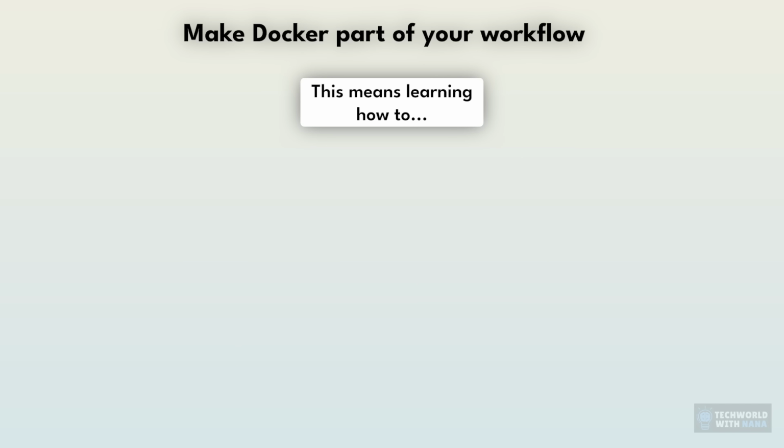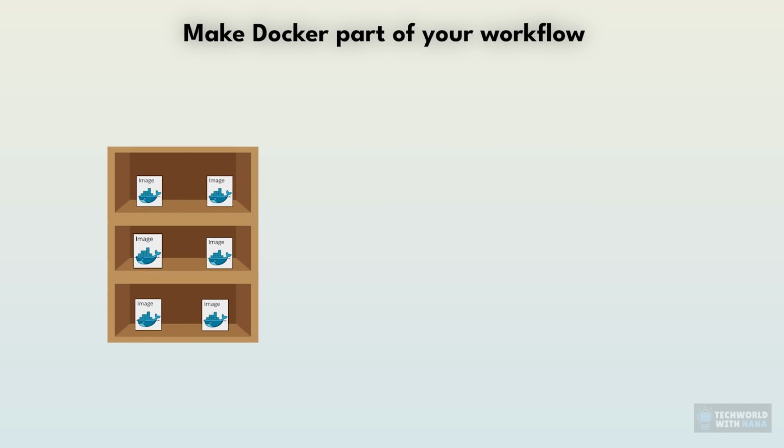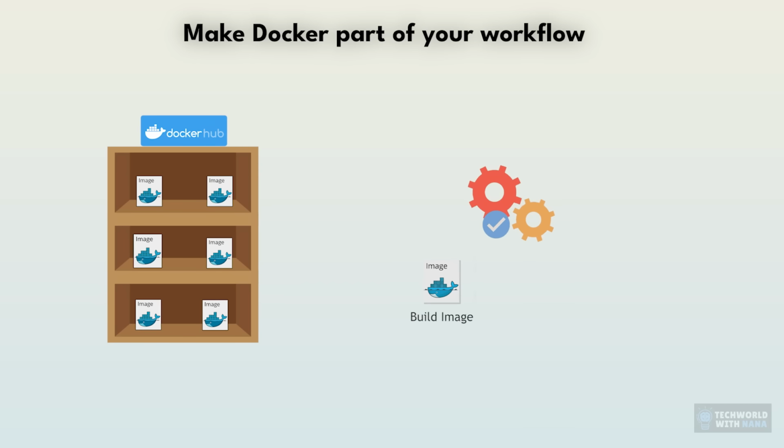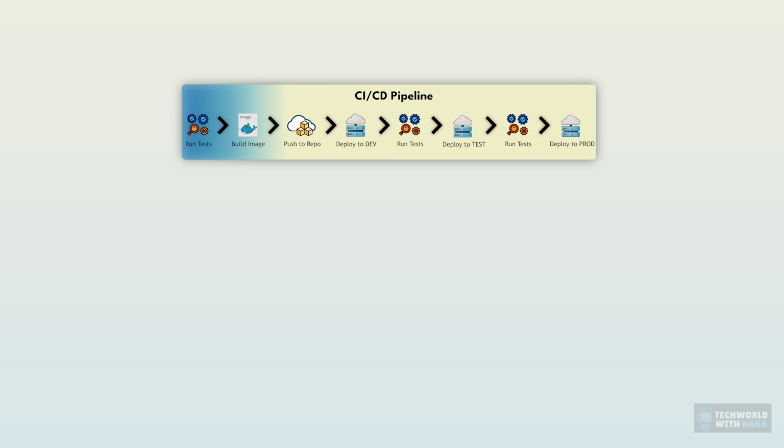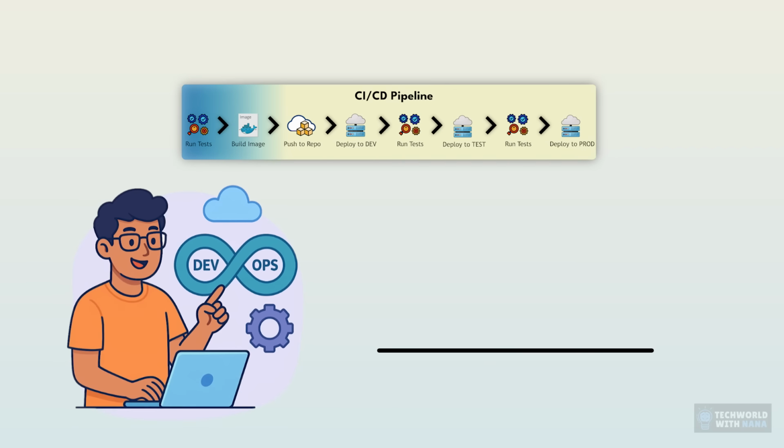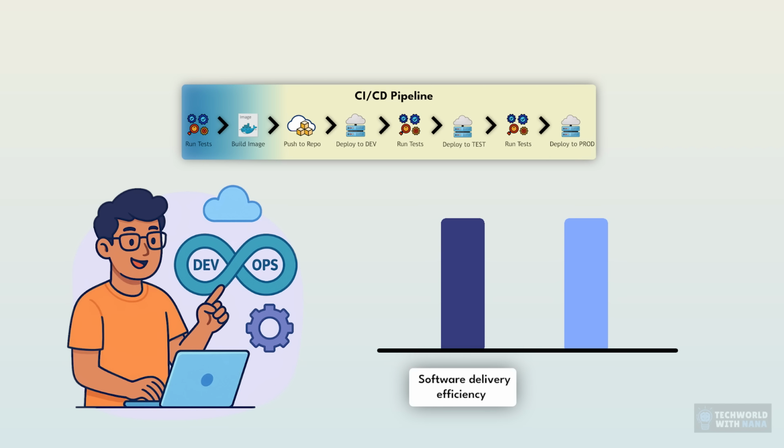This means learning how to store your Docker images in registries and automating the process of building and deploying your Docker images through CI/CD pipelines. And this automation is a core principle of DevOps that improves software delivery efficiency, and it also reduces human error because most of the steps are automated and always executed in the same way. So there is less risk of an actual human making any mistakes if there is no human involved, right?